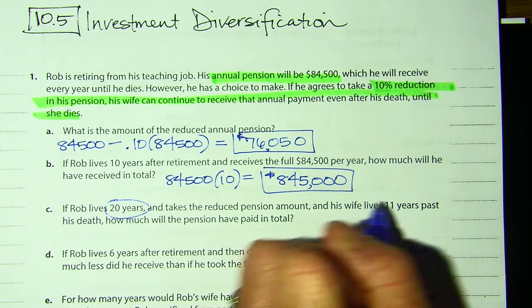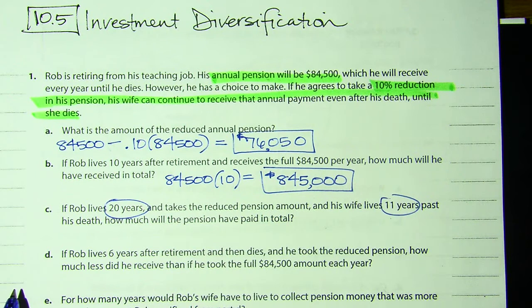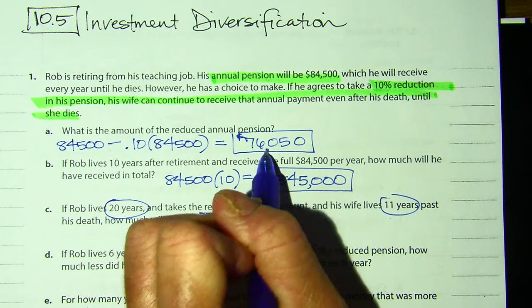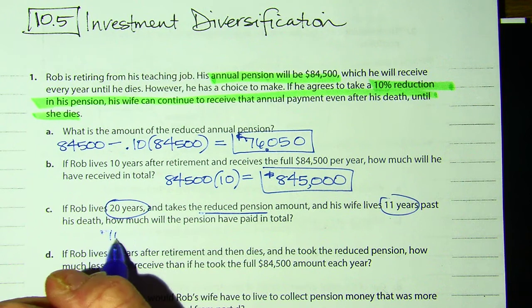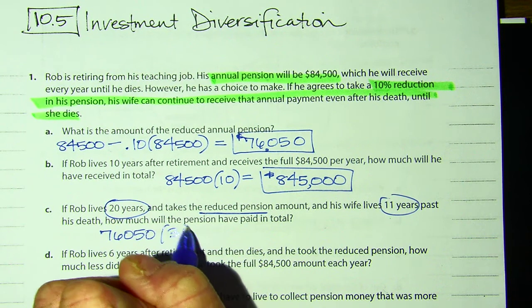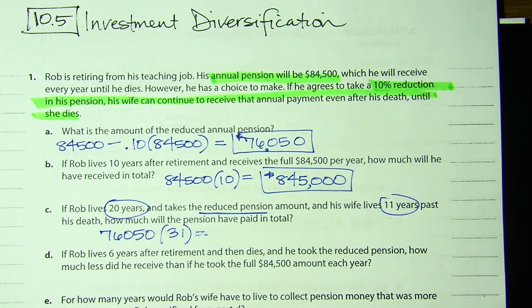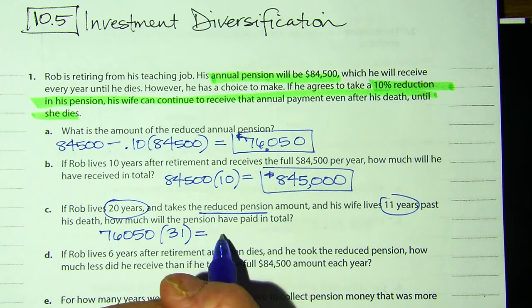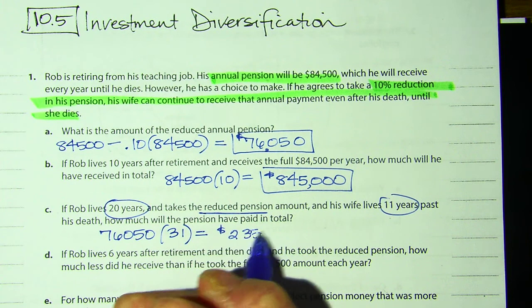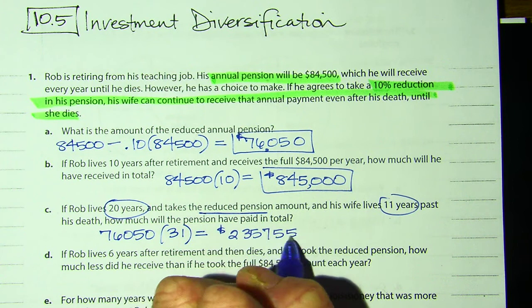If he lives 20 years and takes the reduced pension, and then his wife lives 11 years, so Rob is 20, she's 11, how much will the pension have paid in total? And we're talking about the reduced. So the amount from Part A, so 76,050 times 31 years gives me a total of, they will have paid him, the two of them, $2,357,550.